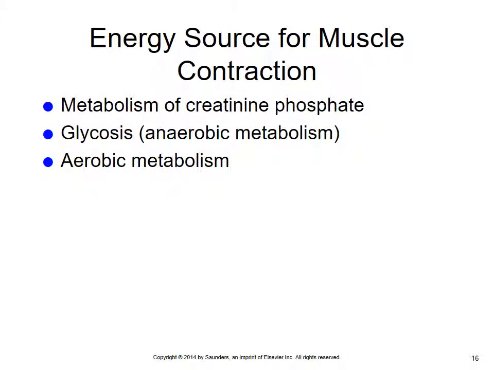Let's look at the energy source for muscle contraction. Creatine phosphate is metabolized for a boost of energy during muscle contraction. The molecule acts as energy storage. Glycolysis is a normal process that occurs when oxygen is not available. You see that it's anaerobic metabolism. This process also causes lactic acid to build up in the muscles. And then aerobic metabolism occurs in the presence of oxygen. This process facilitates the breakdown of fats, glycogen, and glucose to produce more ATP.